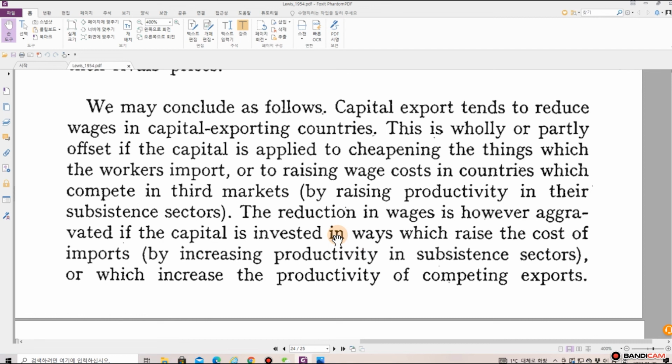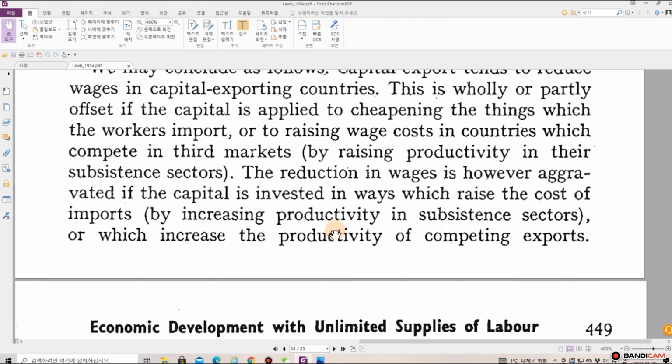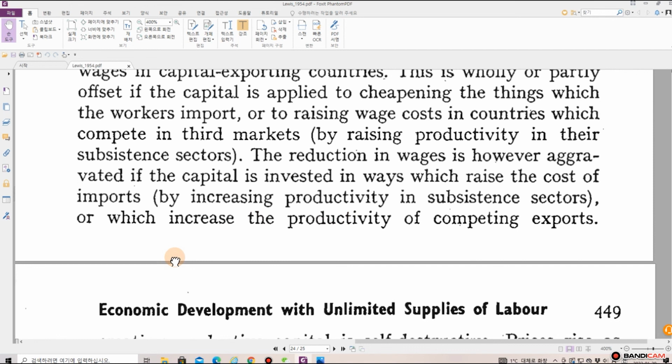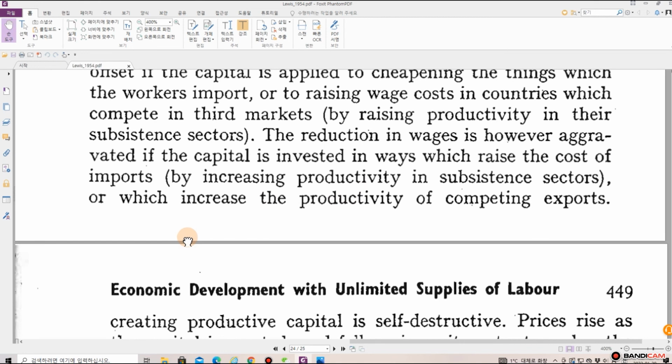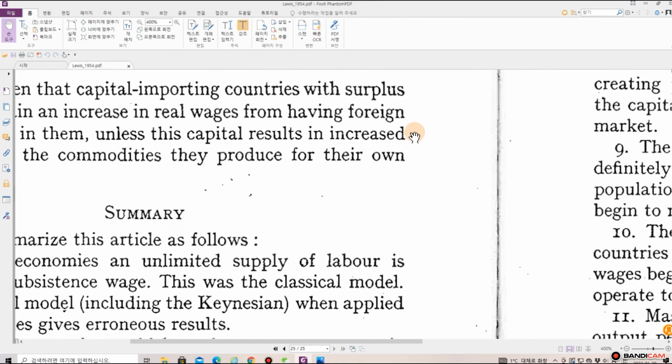This is wholly or partly offset if the capital is applied to cheapening the things which the workers import, or to raising wage costs in countries which compete in the third markets by raising productivity in their subsistence sector. The reduction in wages is, however, aggravated if the capital is invested in ways which raise the cost of imports, increasing productivity in subsistence sectors, or which increase the productivity of competing exports.